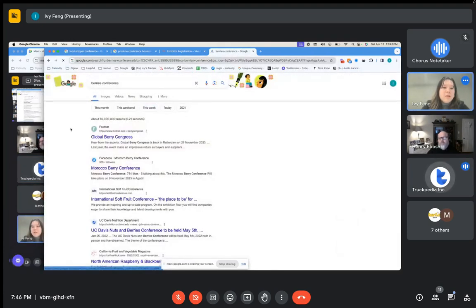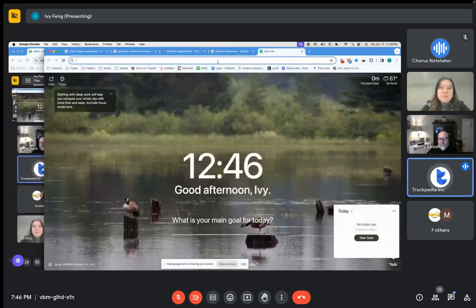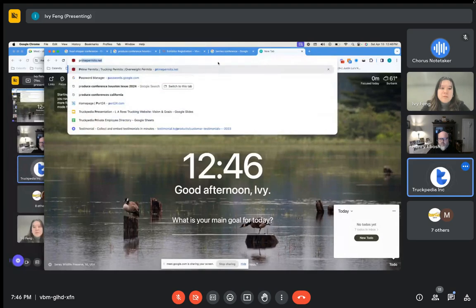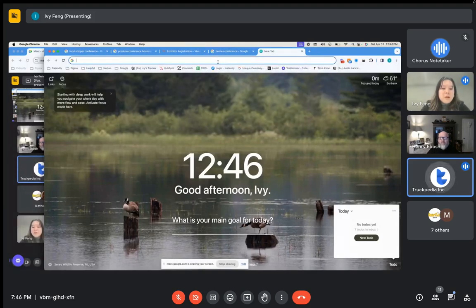Oh, mapping out warehouses to visit. Yeah. In that case, a couple ways to do it is if you type in grocery warehouses.